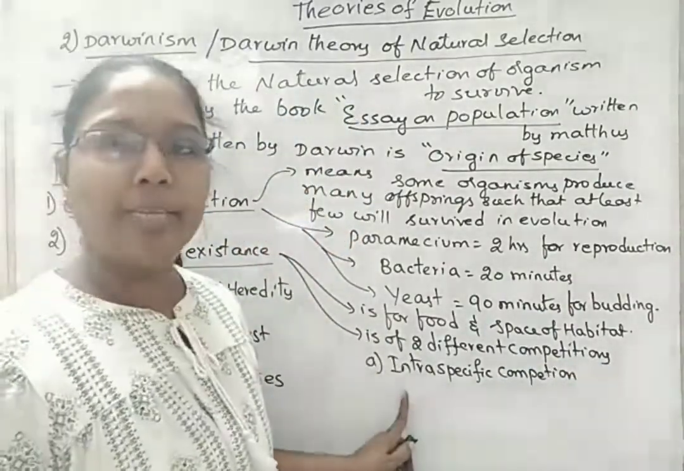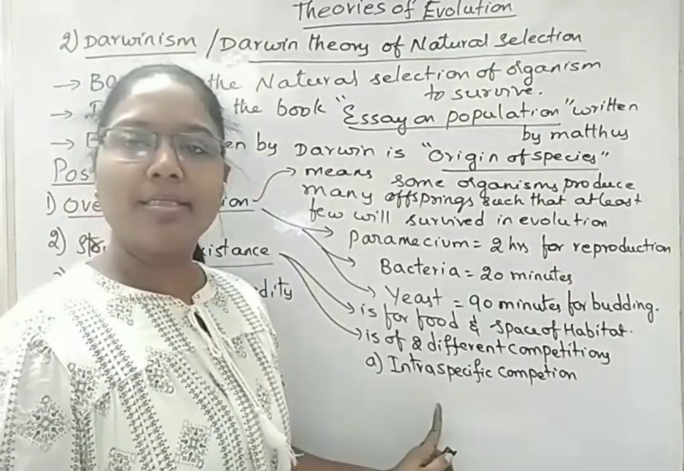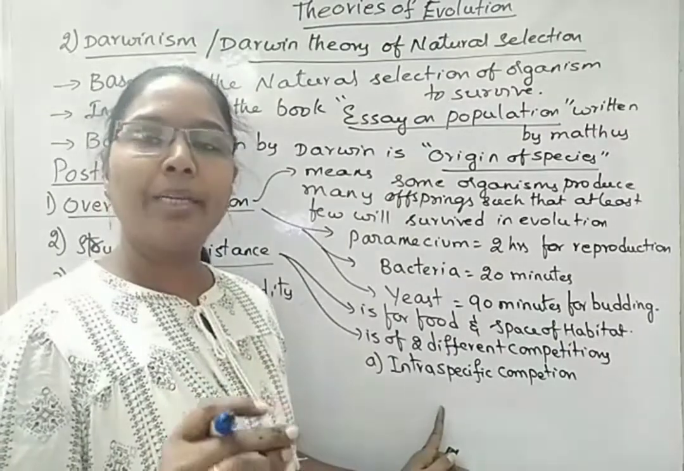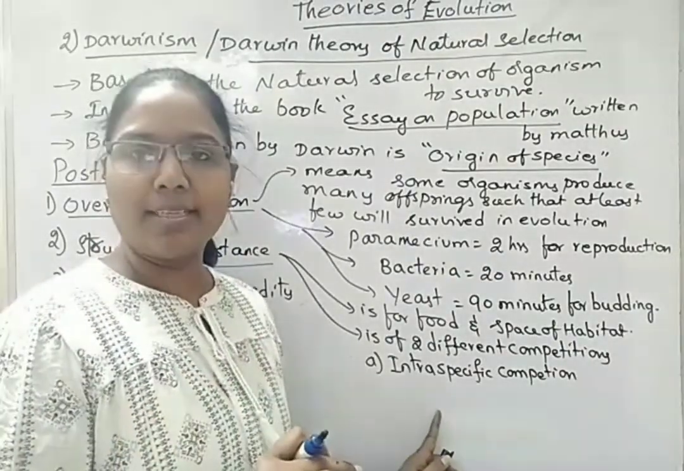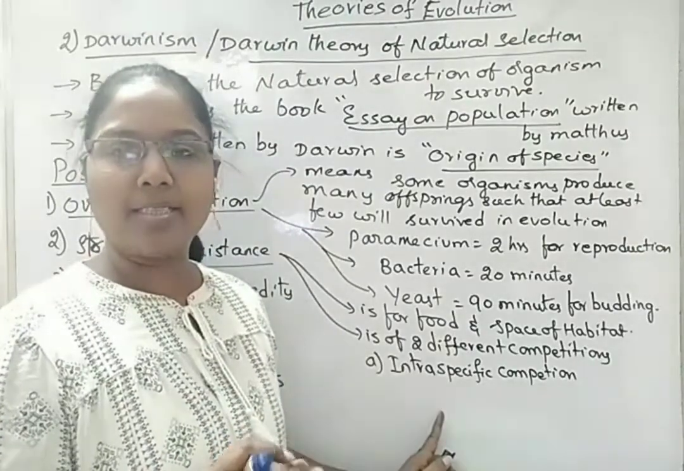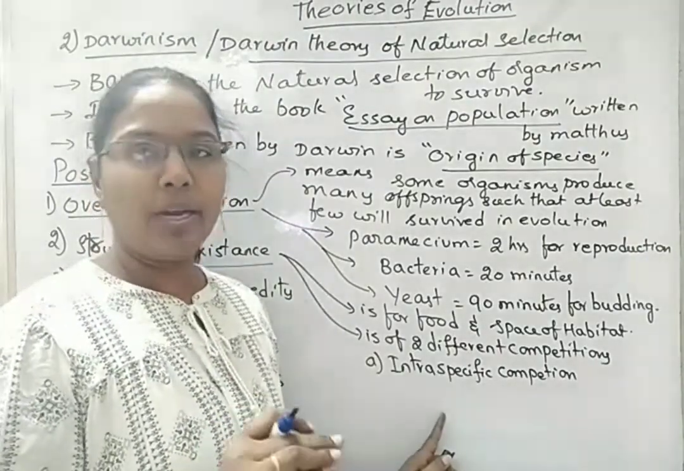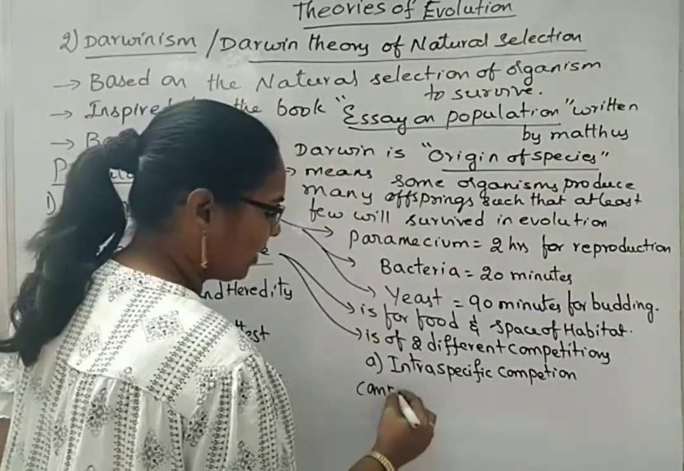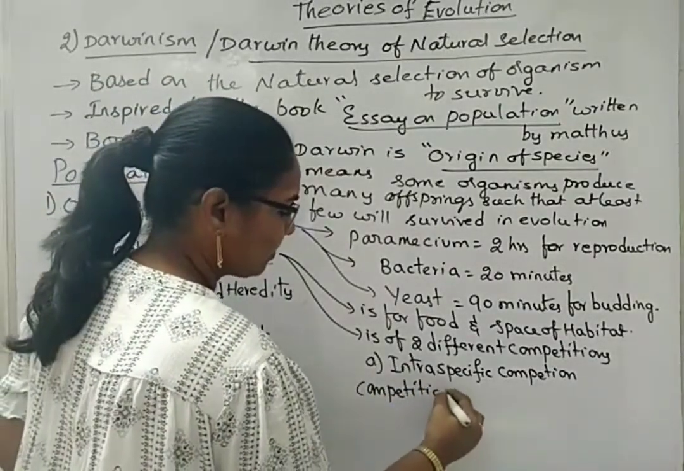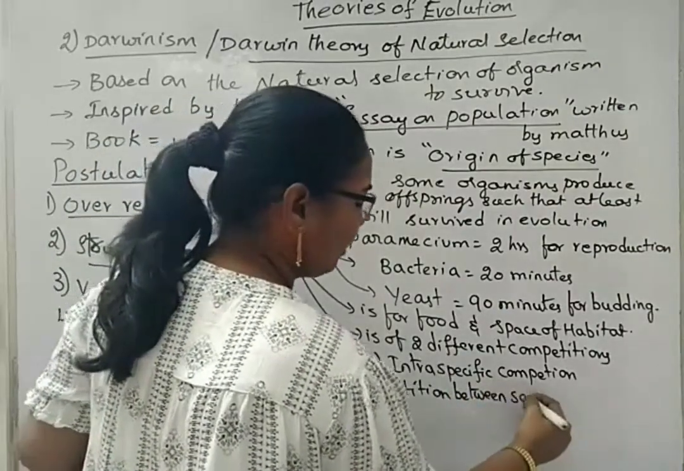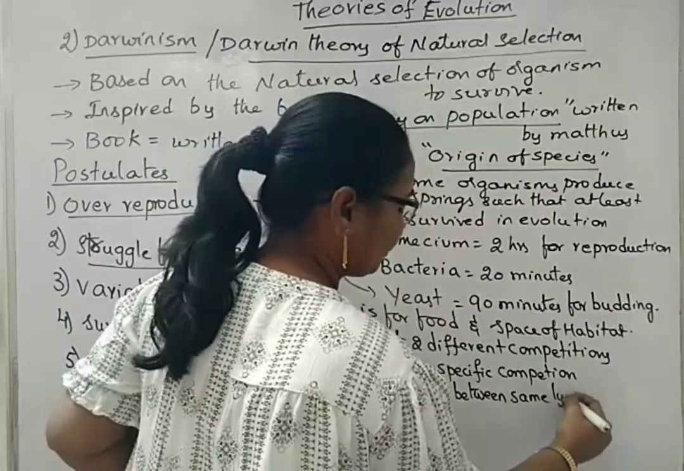Intra-specific competition means the competition between same types of species. For suppose, the competition between goat and goat for the grass, the competition between sheep and sheep for the grass, the competition between cow and cow for the grass. So, this is competition between same types of organisms.